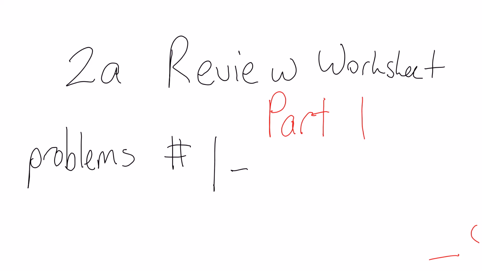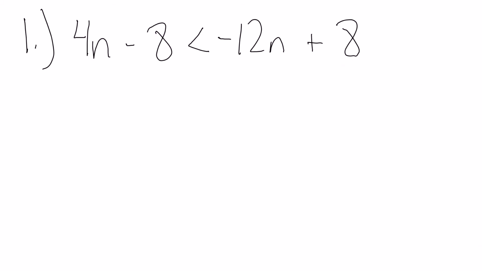Today we're going to go over the 2A review worksheet. It's going to be the first part of a definitely multi-part series. So we're going to start with problem one, and we're going to see how far we're going to get. Problem number one is 4n minus 8 is less than negative 12n plus 8.